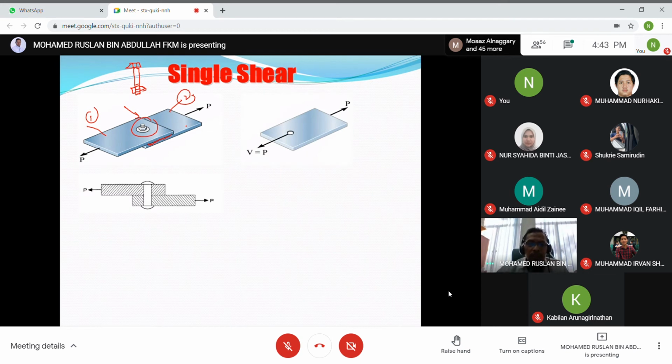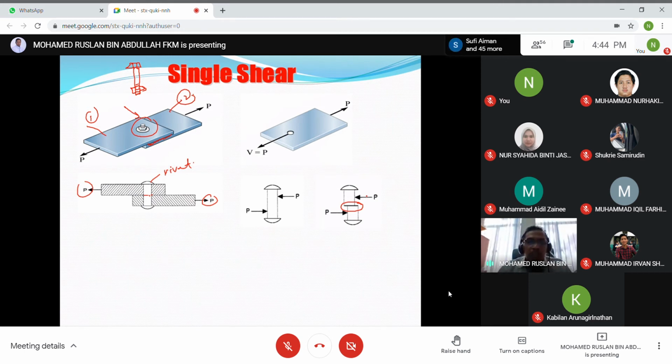So this is the cross section. This is the rivet. When you apply the force here, the failure occurs along this line, due to this shear. We call this a single shear, because the shear only occurs at one point, at one line.